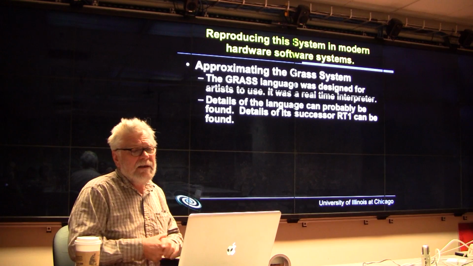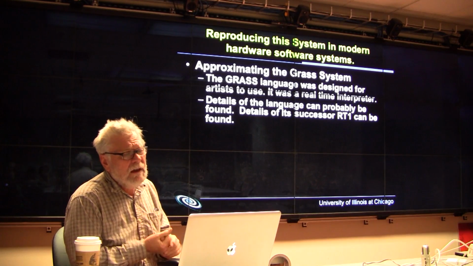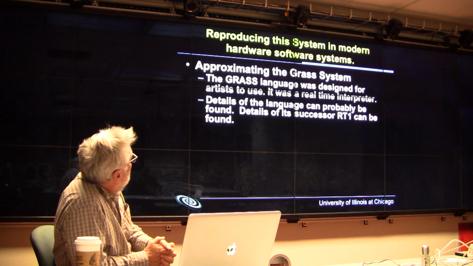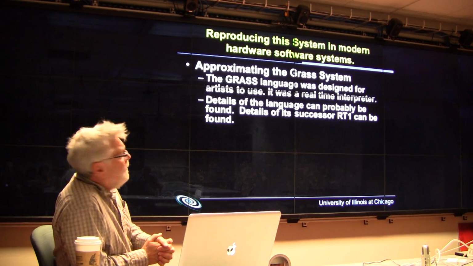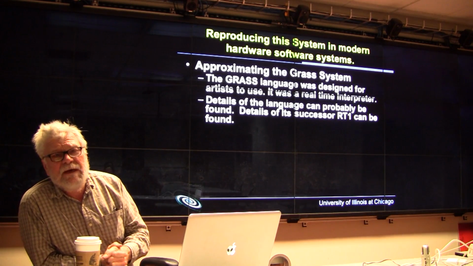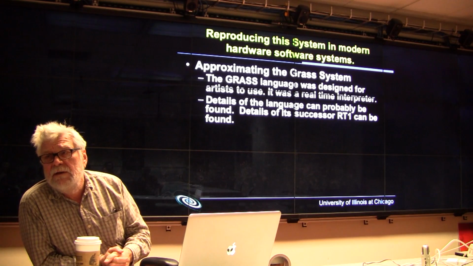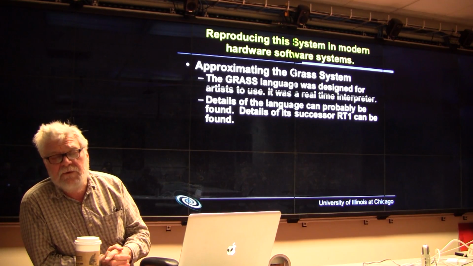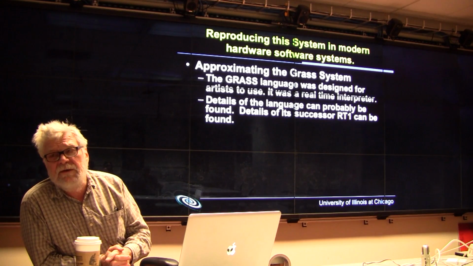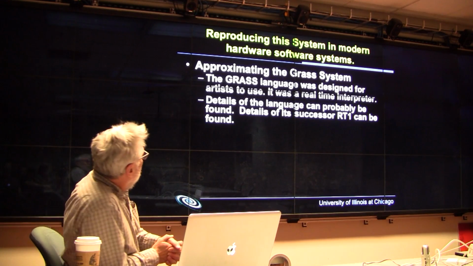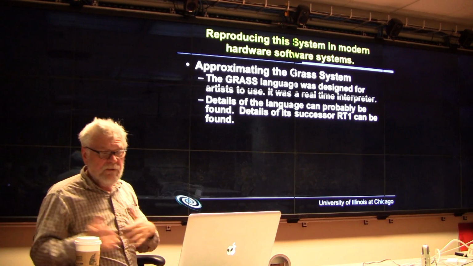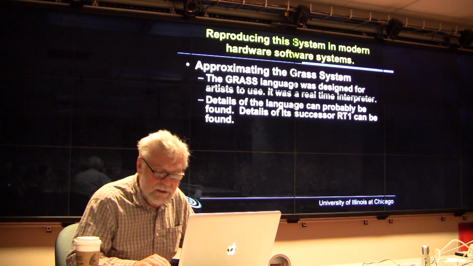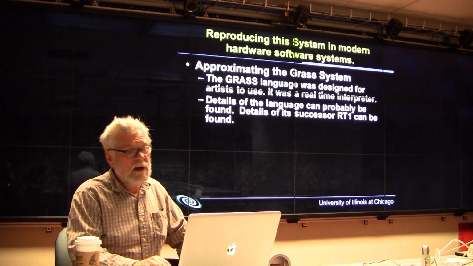So now, approximating the Grass system. The Grass language, as I said, was designed by artists. It was a real-time interpreter. Details of the language can probably be found. I was not able to find my manual of Grass. I was able to find documentation of the successor languages, which were ZGrass and RT1, which carried forward into the frame buffer domain the language and had many of the same properties.